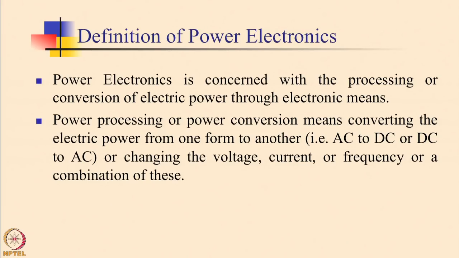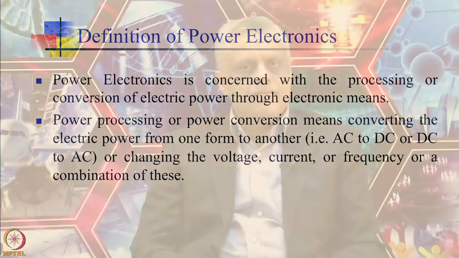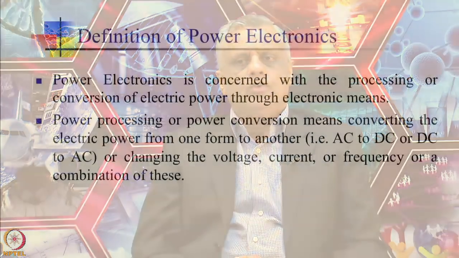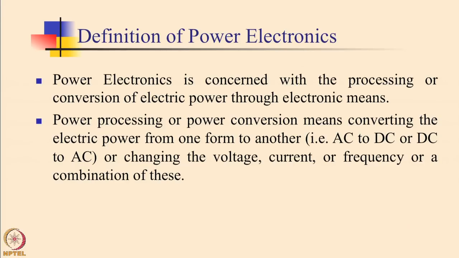Having seen several examples, now let us try to see how we can define power electronics. We would like to assign a formal definition to power electronics. In the very simplest form, power electronics is concerned with the processing or the conversion of electric power through electronic means. When we say power processing or power conversion, we mean converting the electric power from one form to another, that is AC to DC or DC to AC, or changing the voltage, the current, or the frequency, or a combination of these. All this constitutes what is called power processing or power conversion. And this is what power electronics does for us using electronics and control.